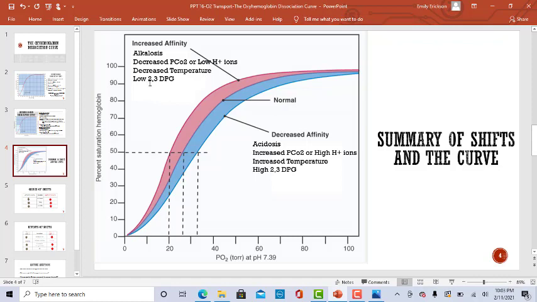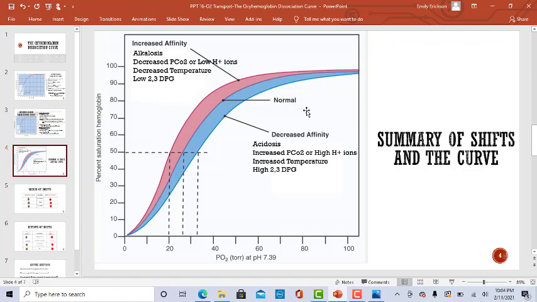Memorize, because you will have to have them memorized. Memorize this graph, okay? Memorize the saturation being on the y-axis. Memorize the pressure of oxygen being on the x-axis. Memorize that the right shift is the decreased affinity and the things that cause it listed here. The left shift is the increased affinity, and the things that cause it are here. Memorize the left shift or the loading of oxygen is in the lungs, and that the right shift or the unloading of oxygen is in the tissues.